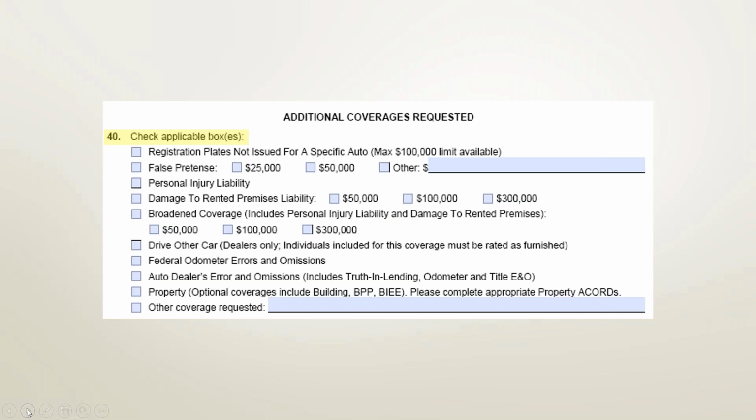And lastly, property. We can definitely add property to your garage policies. We would just ask that an Acord 140 be completed.